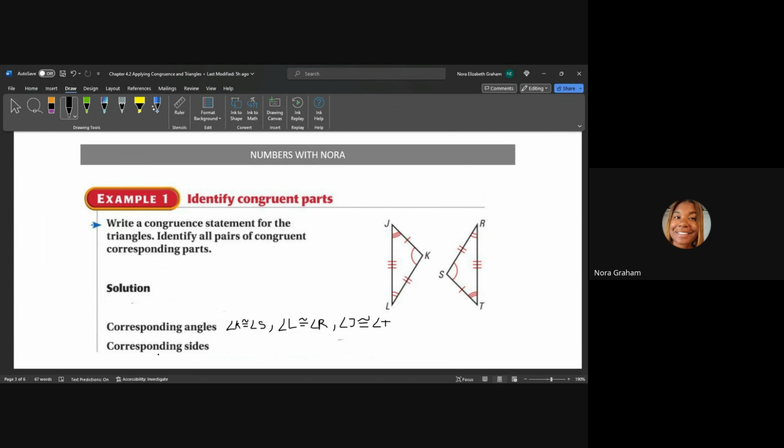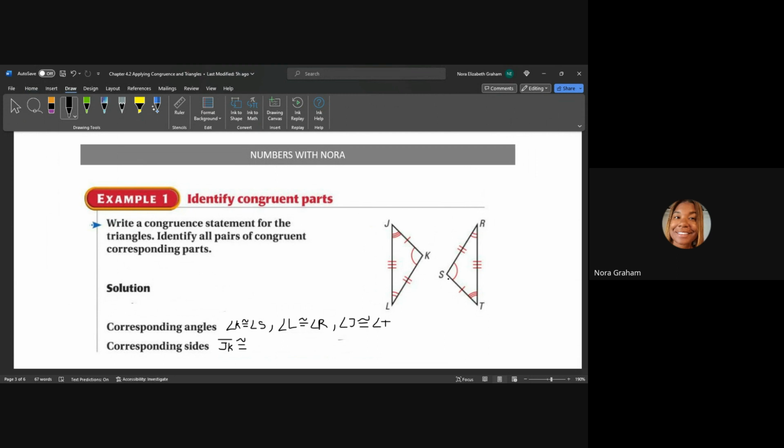So now let's go into our corresponding sides. Again, we want to label our sides in order, because order matters. So let's start with J to K. I'm going to put side JK, and then we put this bar on top to indicate it's a side that we're talking about, and that's going to be congruent to. Now I started with the side that has three arcs, and then went to the side that has one. So the same thing here. We know it's congruent to TS because I started with the one with three arcs and I ended with the one with one arc.